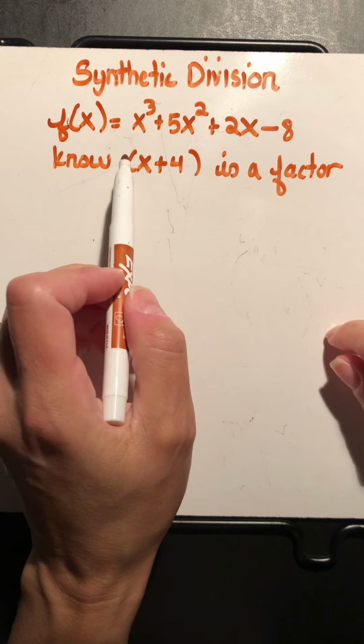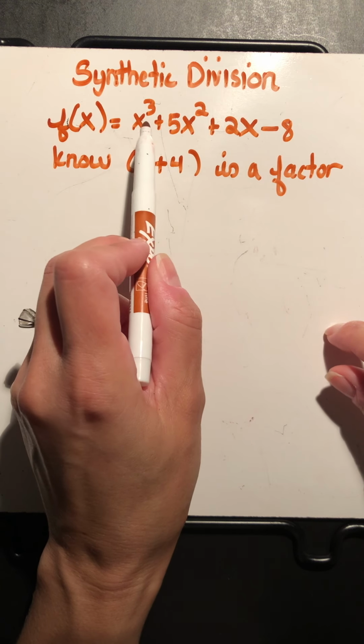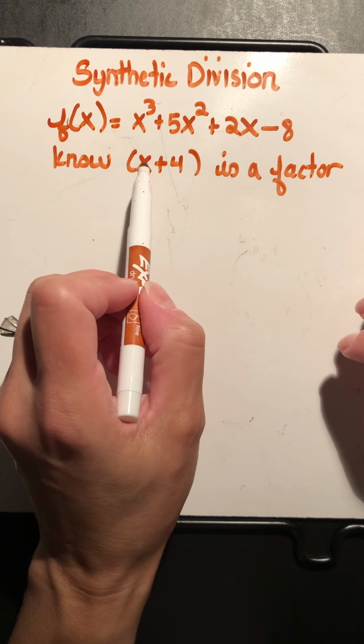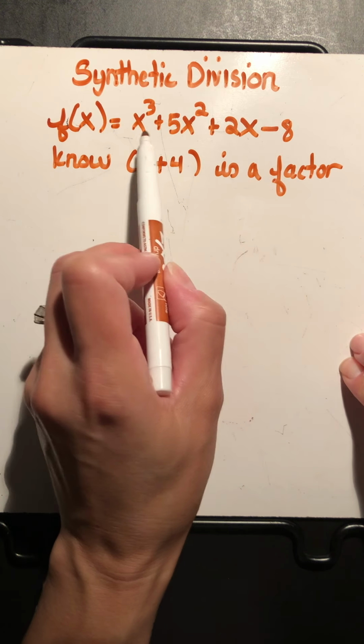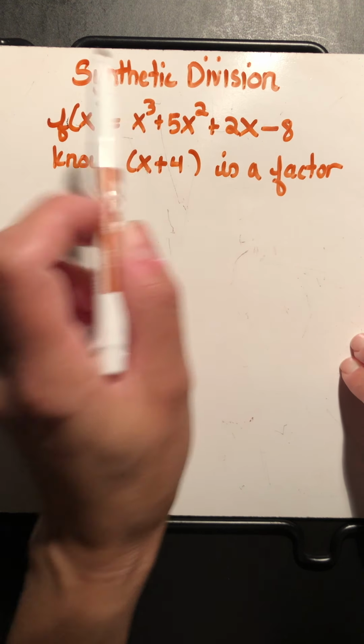And so since I know it's a factor, I know it divides evenly into the polynomial, and when you divide, you want to see what's left over. So let's see if I can divide and find maybe other factors, and let's see if I can factor this polynomial using synthetic division.